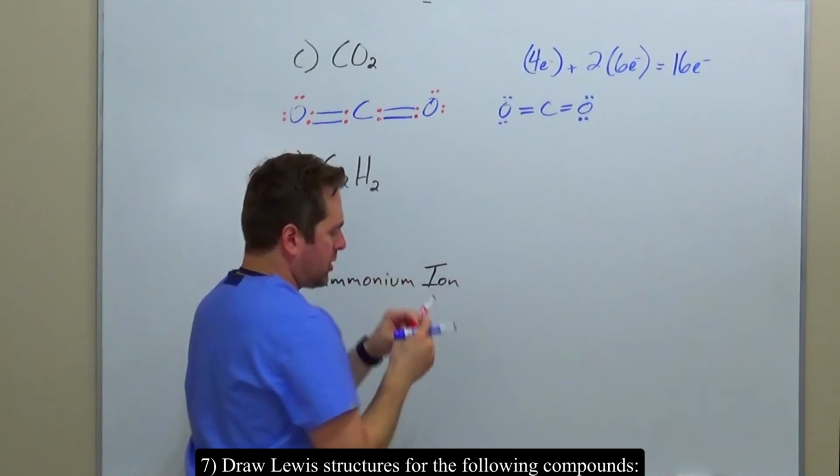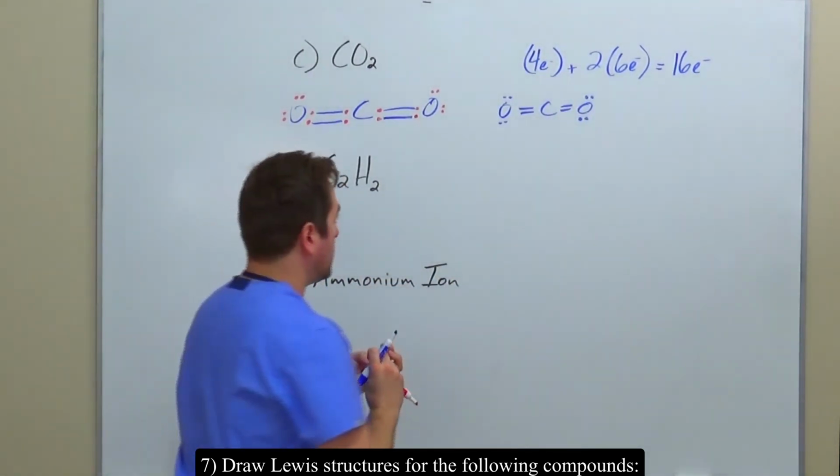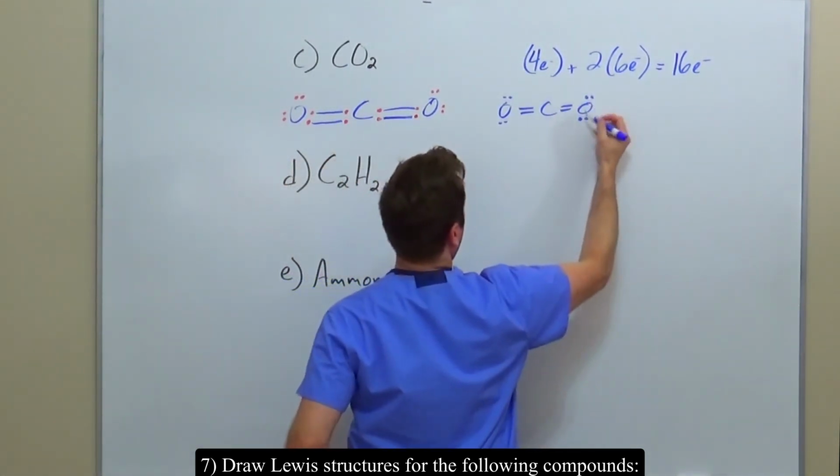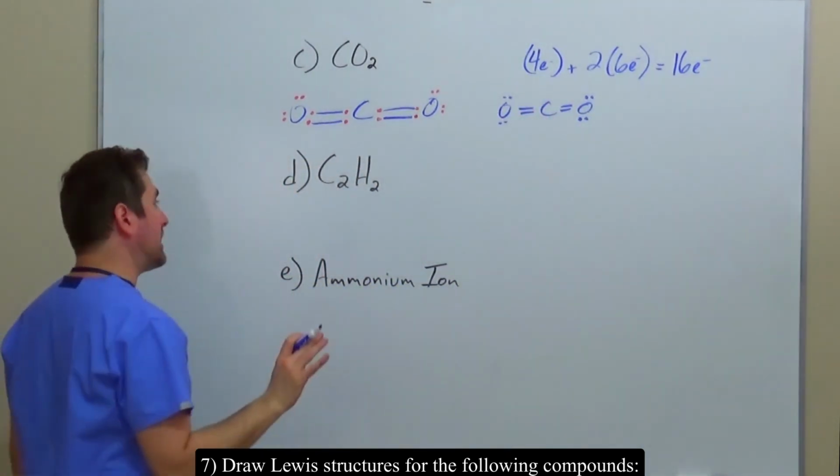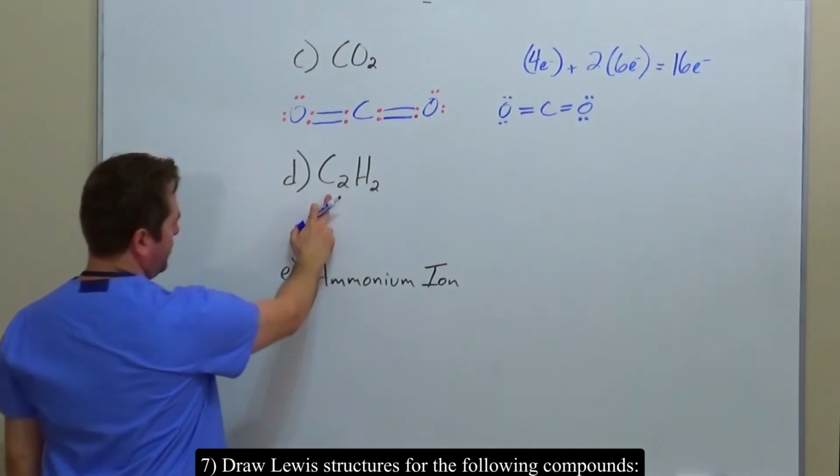And let's go ahead and make sure that we have the correct number of electrons. Again, we need 16. 2, 4, 6, 8, 10, 12, 14, 16. This Lewis structure is complete. All right, now what about this C2H2?